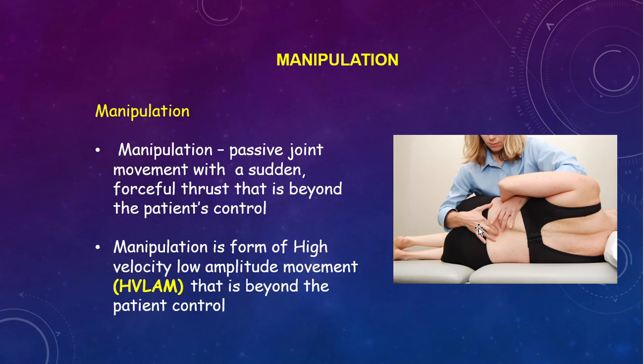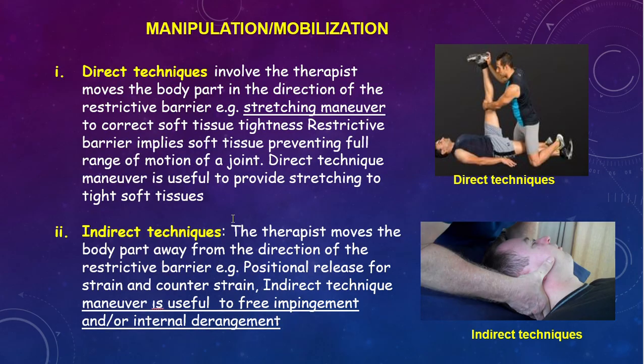So manipulation is actually carried out at high velocity and low amplitude. Now the velocity is so fast that it's beyond patient control, unlike mobilization where the velocity is so low that both the patient and the therapist are in control of it. Is that clear? We use them for different purposes that you are going to discover later.